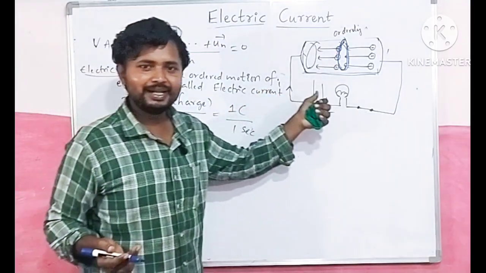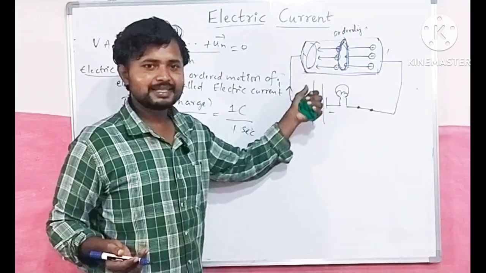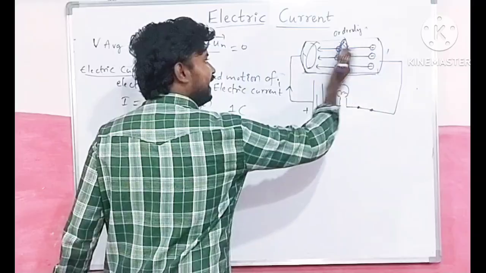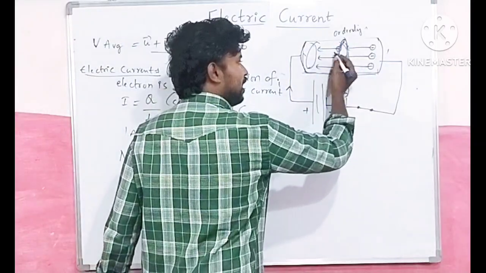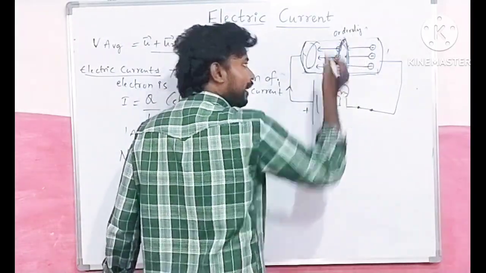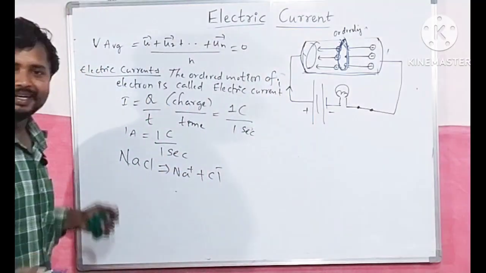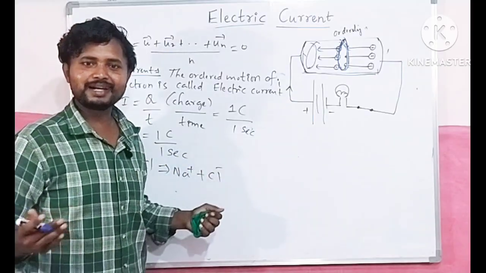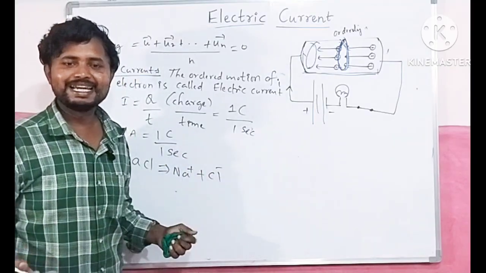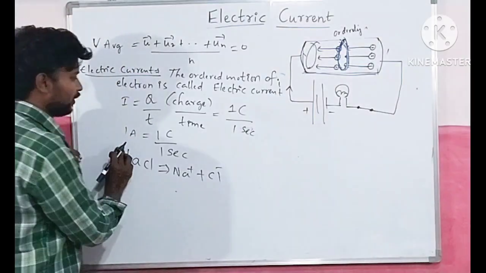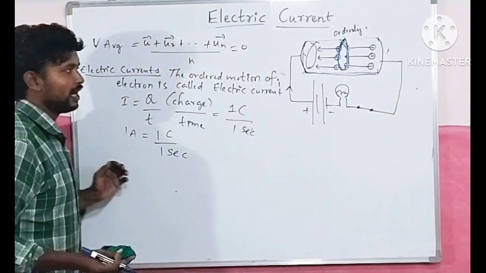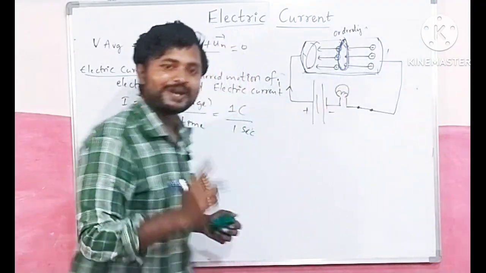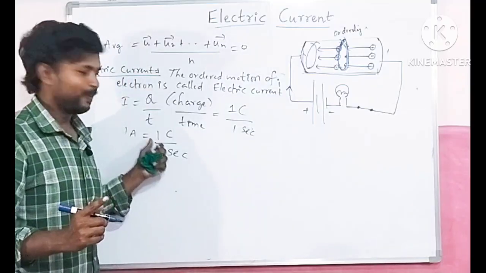But when it comes to solid conductors like metals, the current flows due to the ordered flow of negative charge. The flow of negative charge through this cross section area per time is called current. Current means the flow of charge. What is the charge here? The charge is the electrons. The flow of electrons per time is called electric current. For example, 1 ampere is defined as 1 coulomb charge passing through this cross section per 1 second.